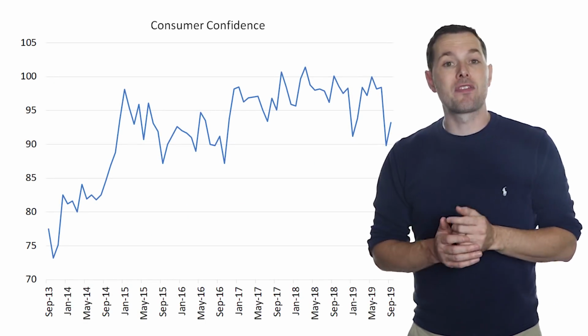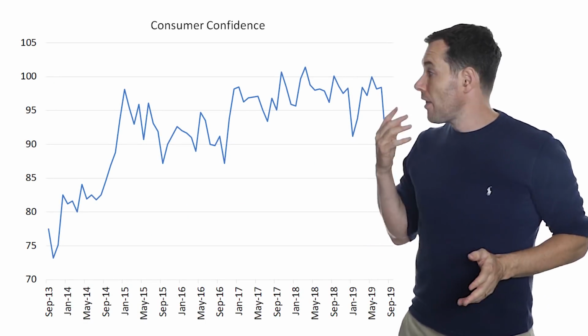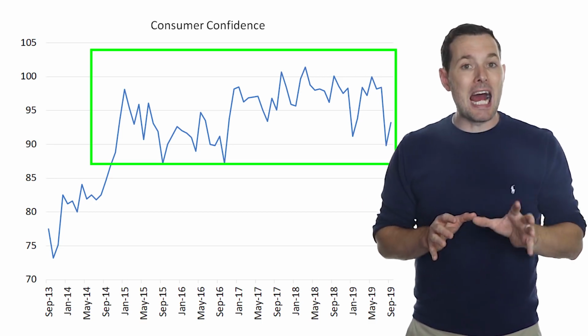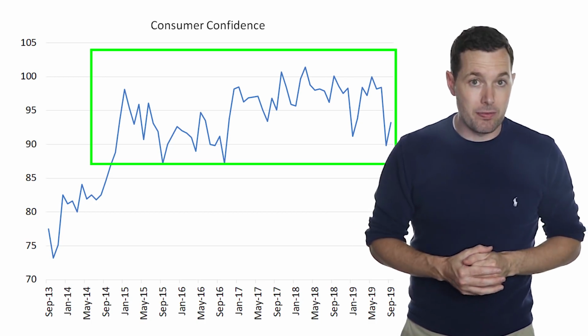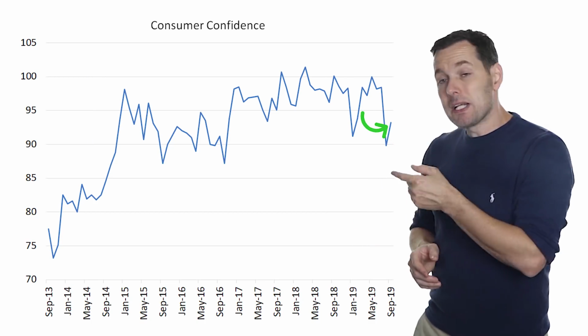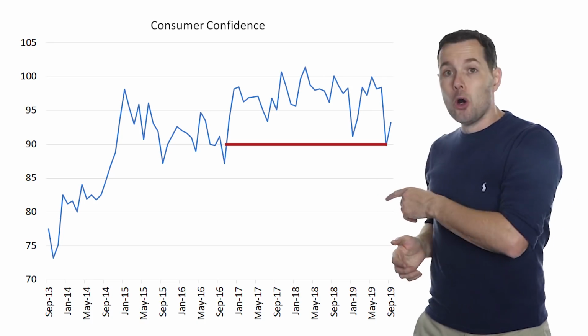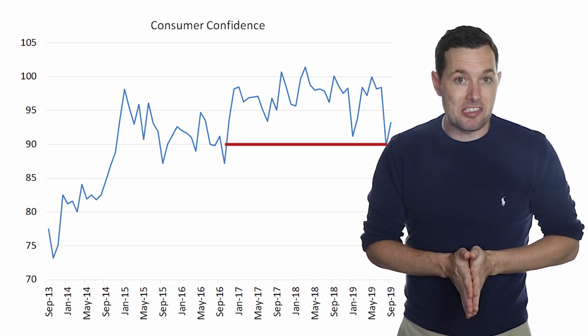Now, this is a chart of consumer confidence going back the past couple of years. And yes, consumer confidence in the US is fairly high right now from a broad perspective. Plus, there was a jump in the most recent number for consumers' confidence numbers. But we're coming off a low. This was the lowest level since 2016.